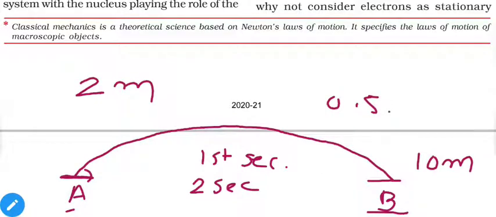So larger sized objects follow classical mechanics, which is based, as mentioned here, on Newton's law of motion, whereas tiny particles or subatomic particles like electrons, protons and neutrons follow quantum mechanics. We will discuss it, and you are also going to learn about this in physics as well.